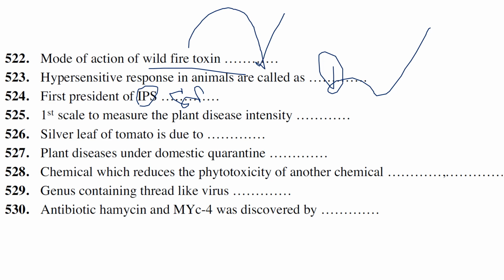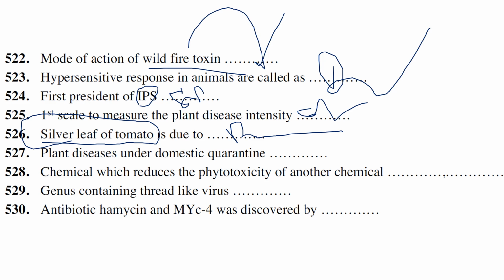The next one is the first scale to measure plant disease intensity. That is the Cobb's scale. Silver leaf of tomato is generally due to pollution. I think it's peroxyacetyl nitrate, PAN. Due to peroxyacetyl nitrate, we can observe a disease in tomato called silver leaf of tomato.